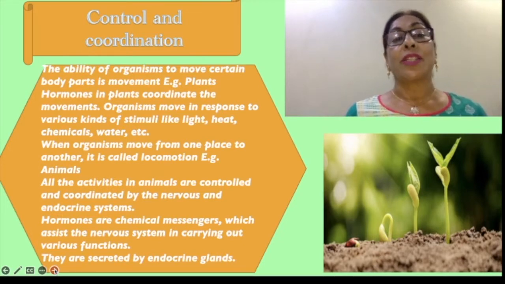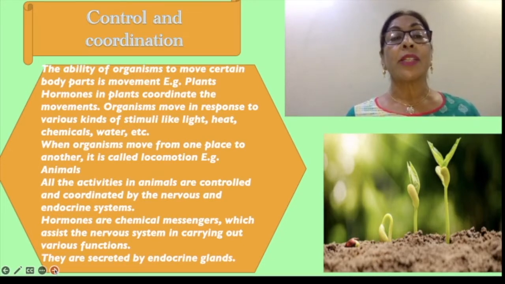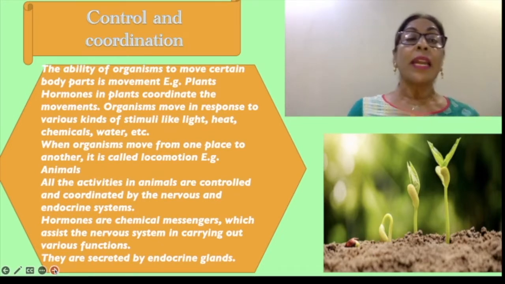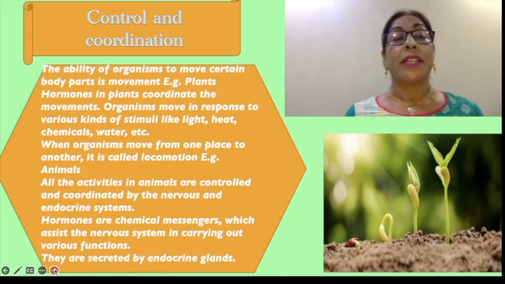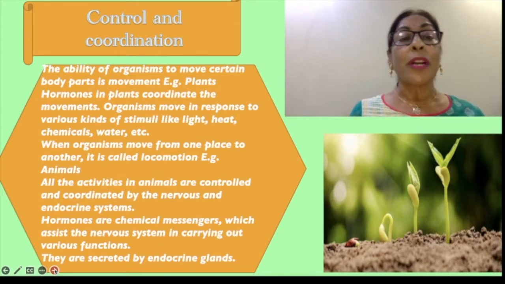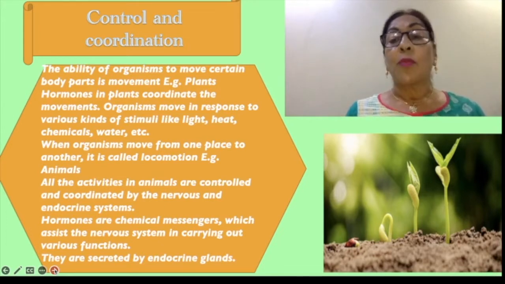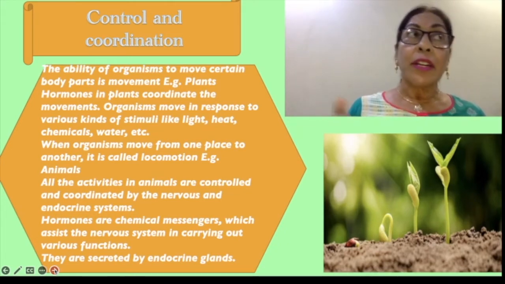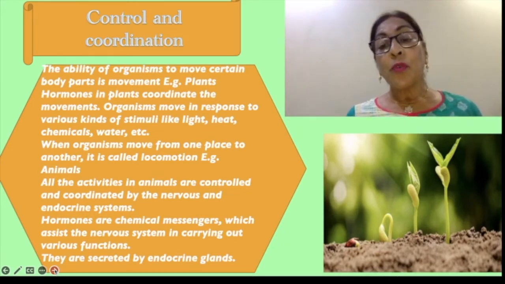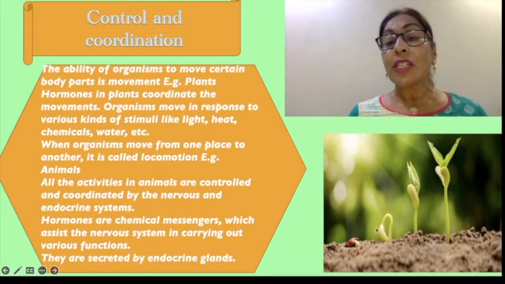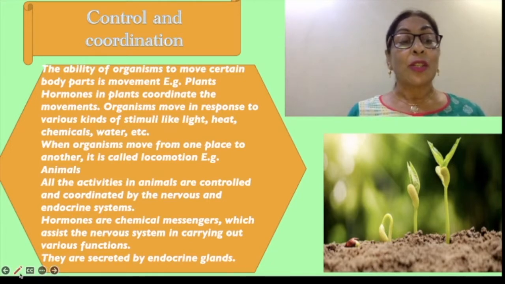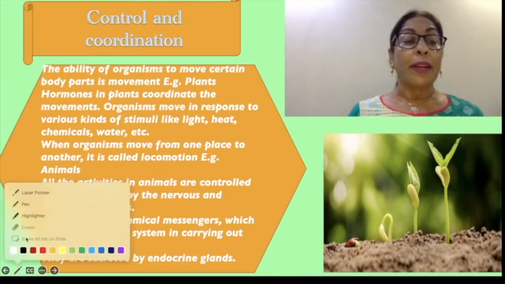Control and coordination. What do you mean by control and coordination? When various systems are coordinating with one another, it is called coordination. The ability of an organism to move certain body parts is movement. Movement takes place in plants. You must have seen that whenever wind is blowing, plants move. Here you can see during germination, the plant is growing continuously. So this is called movement.